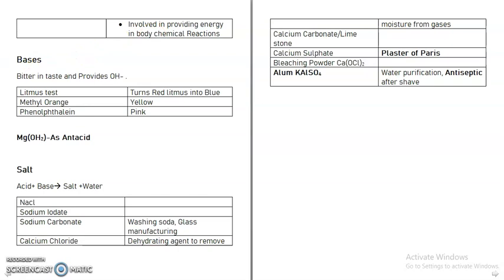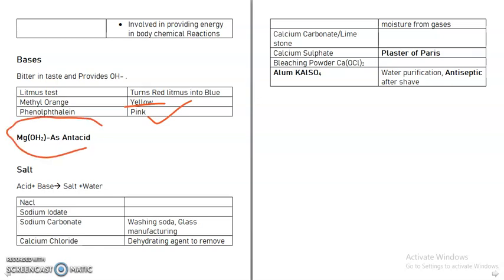Then comes the base. In the base test, the litmus test obviously turns red into blue, the reverse of acid. Then methyl orange: in acid it is converted into red, in base it is converted into yellow. In the phenolphthalein test, it is converted from colorless to pink.